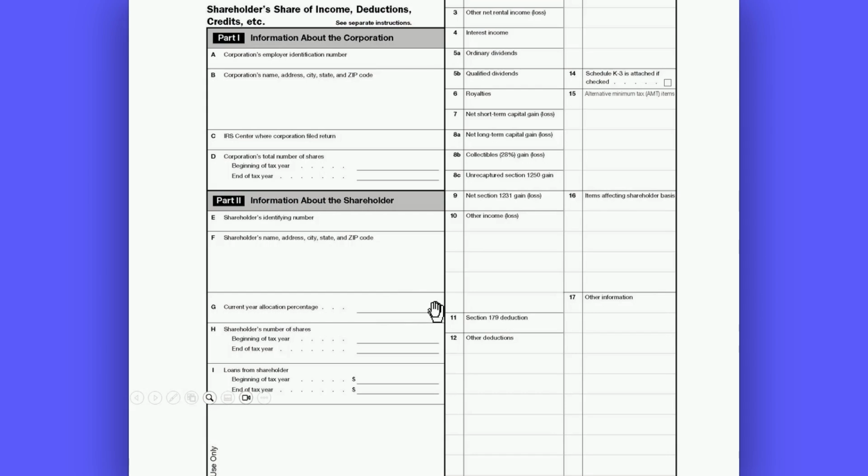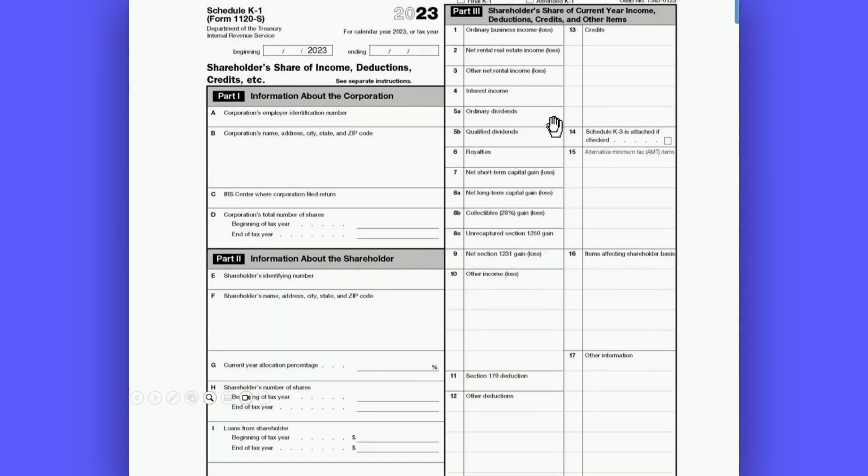So how much of the corporation do they own? And then it shows their number of shares at the beginning of year and the end of year. And if there were any loans from that shareholder, it will show up here. And of course, that is to help in determining any debt basis that the shareholder may have. Then you get over to the reporting items.